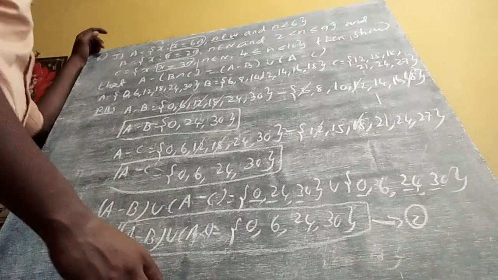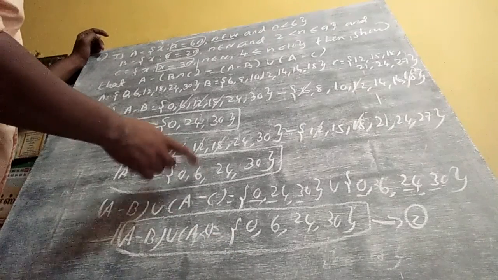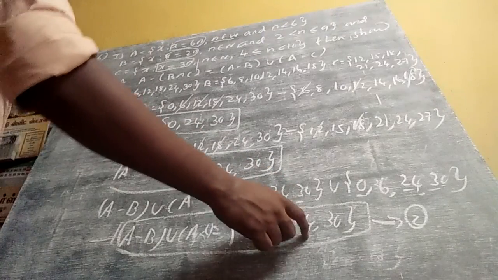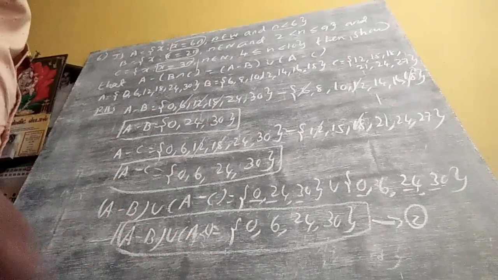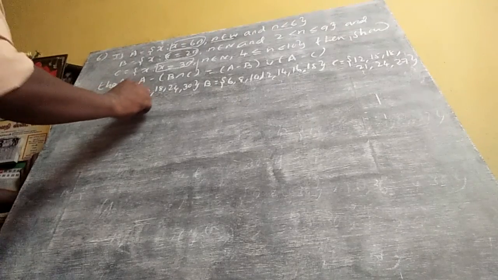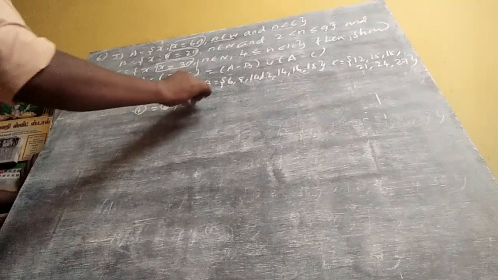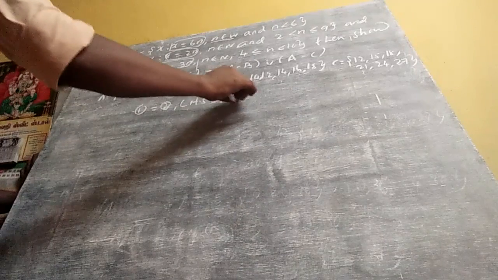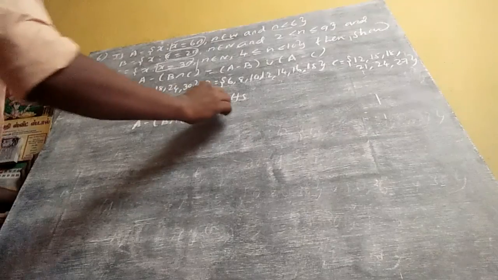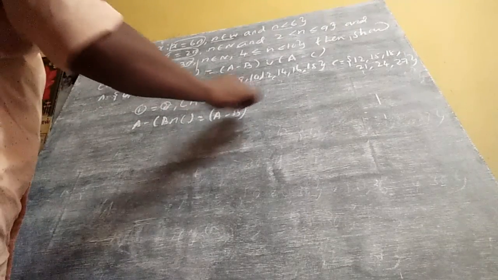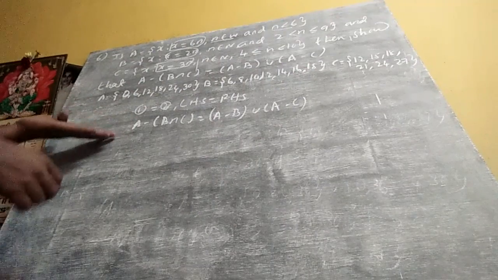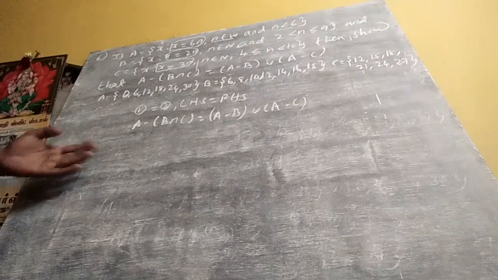If you observe the question properly, the same answer will come. LHS is 0, 6, 24, 30 and RHS is also 0, 6, 24, 30. So finally we can say equation 1 equals equation 2, LHS equals RHS. The same question you write: A minus B intersection C is equal to A minus B union A minus C. You can write hence verified or hence proved or anything. Okay. Thank you.